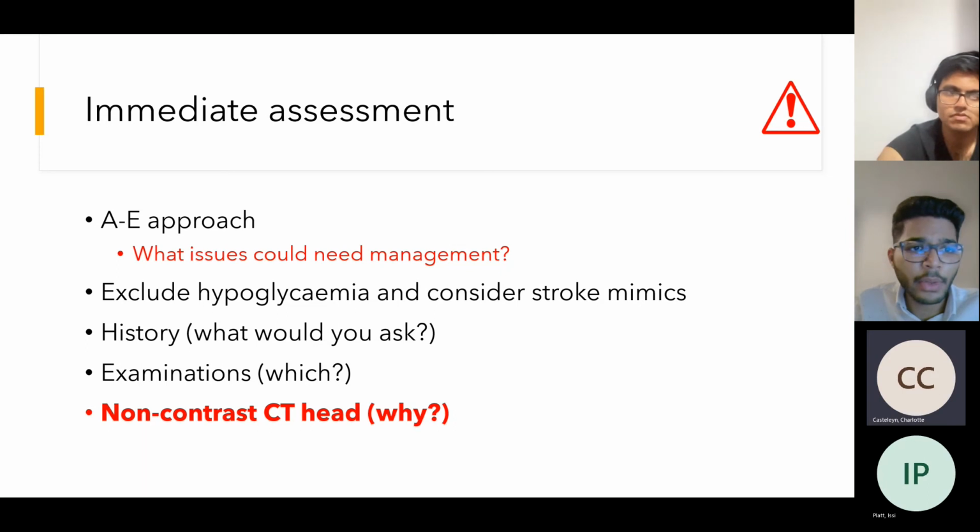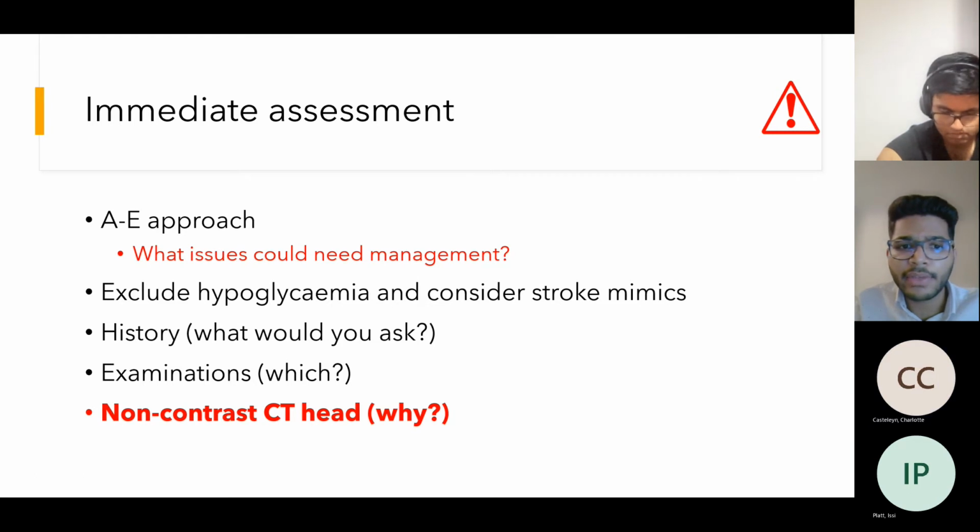Yeah, exactly. Well done. Those are all great suggestions. Exactly like you said, an A to E approach to stabilize anything immediate, like a compromised airway. History, exactly what you said: you want to know about family history, about a history of strokes. You might also want to gather some general past medical history, so things like hypertension, diabetes, which can predispose you to strokes.